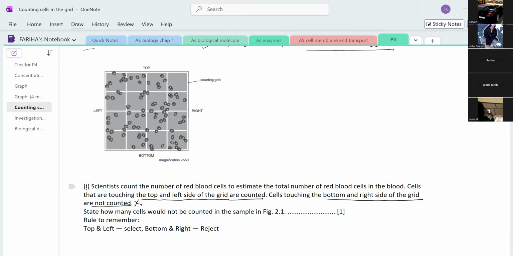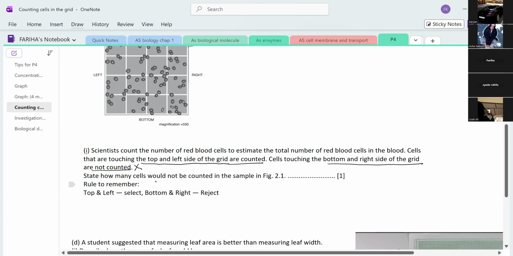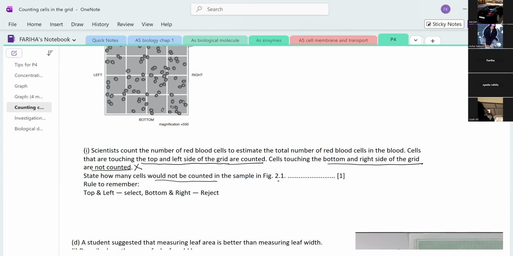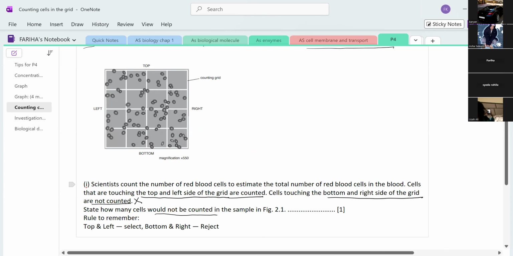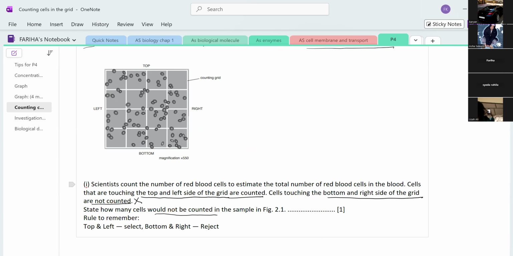Now, state how many cells would not be counted in the samples in figure 2.1. Yes, these are the rules for counting the cells on the grid. Whenever we are counting the cells on the grid, there is a rule for how to count them. The examiner can provide you with all the details, and now the examiner is asking how many cells would not be counted in the sample in figure 2.1.